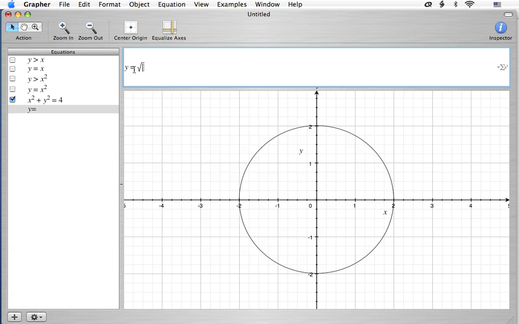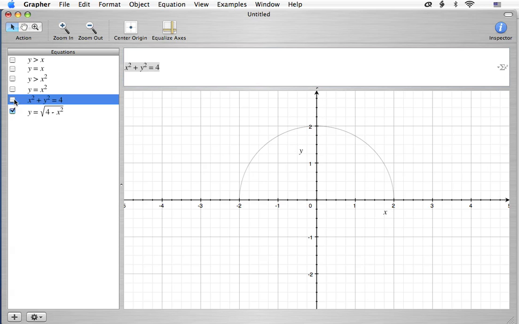In any case, going back to this, we have y equals a square root, and we're going to have 4 minus x squared. Now, as you well know, that's only going to give us the top half of the circle. Let me go ahead and click off on the one that was underneath it. But it is the exact same top half of the curve.